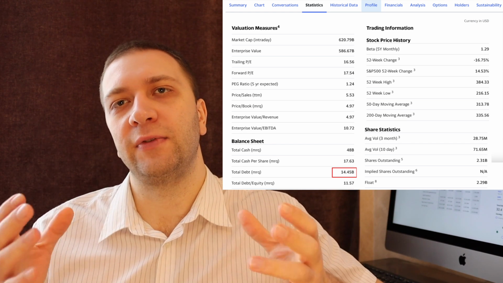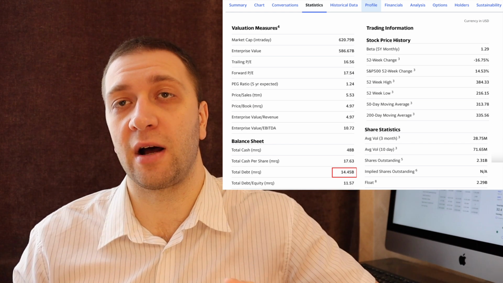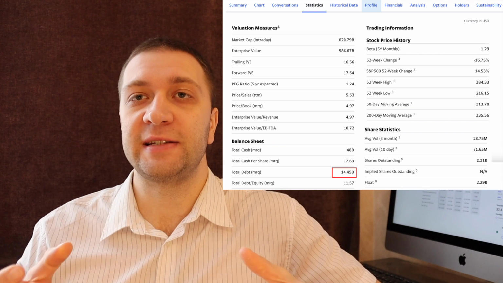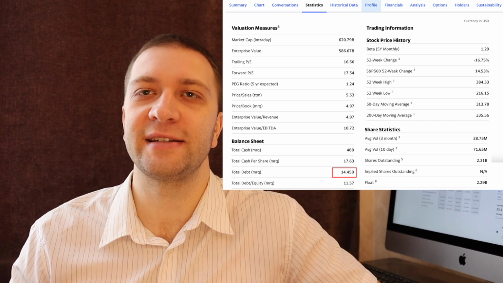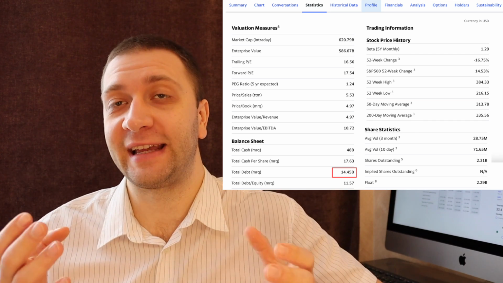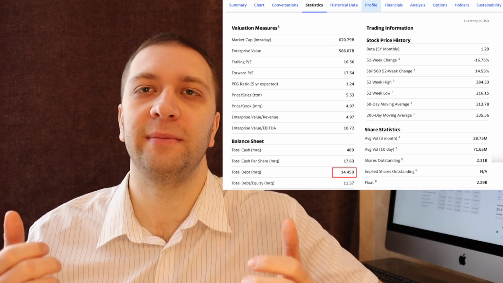As you can see, Facebook has around $14 billion in long-term debt. Facebook has around $40 billion in free cash flow. Facebook also has around $47 billion in cash. So the debt is more than manageable. So I believe that debt isn't an issue for Facebook.